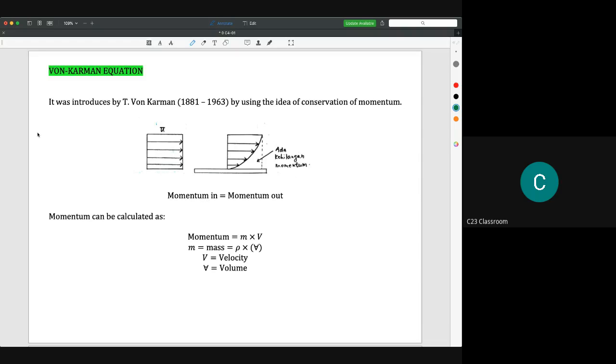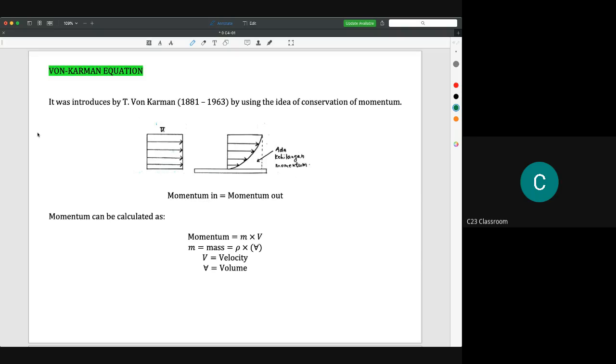Here I would like to propose the idea of the von Karman equation. So what is the von Karman equation? If you refresh the idea of the boundary layer, we aim to get the lift force and the drag force. We cannot calculate that force because we have difficulty finding the value of the shear stress.